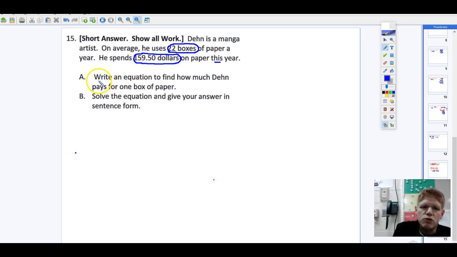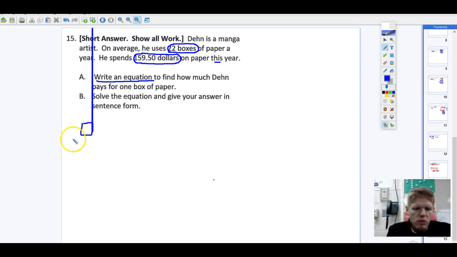Our first task is to write an equation. We're not solving the problem. We are writing an equation. So first part here, we'll write the letter A there. And if you remember, writing an equation was pretty simple. We always started off with this little formula.